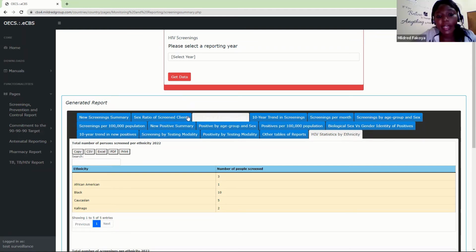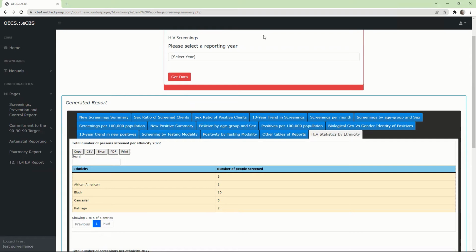So far, does this answer a lot of your reporting indicators for HIV? Yeah, I think it does. I think it covers almost everything that we're looking to do.